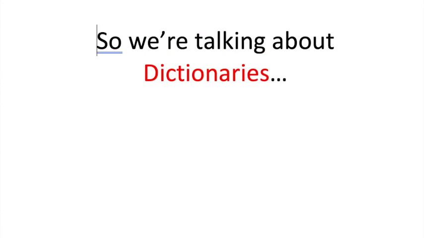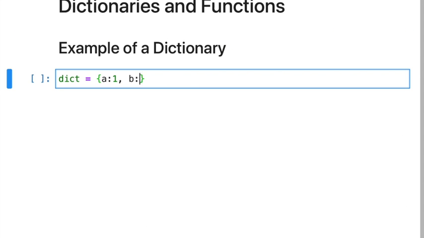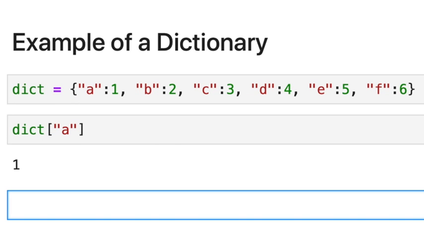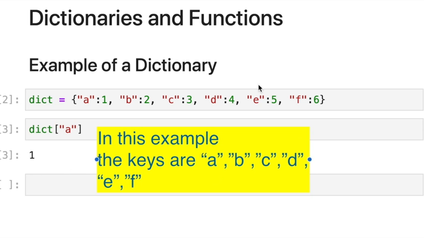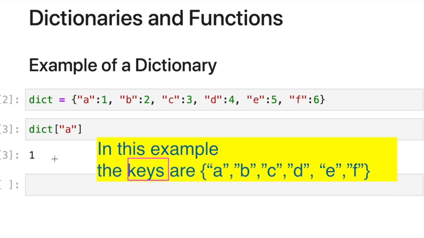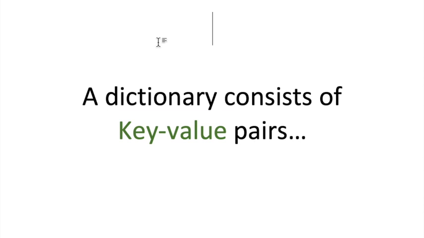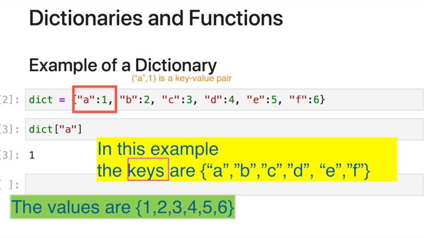So we're talking about dictionaries here. A dictionary consists of a set of keys and a set of values. So what you see here are called key-value pairs. For instance, A:1 is a key-value pair. A is a key, 1 is a value.